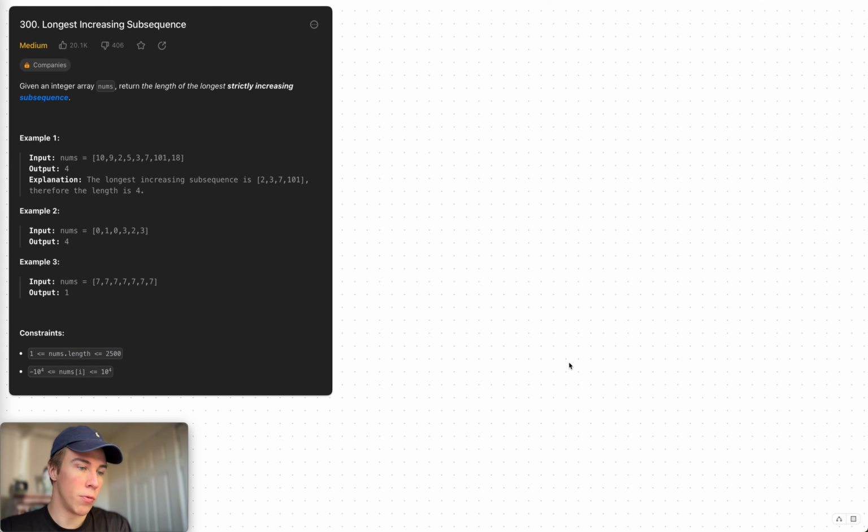So 300, longest increasing subsequence, medium level question, and the description is pretty simple. Given an integer array nums, return the length of the longest strictly increasing subsequence.